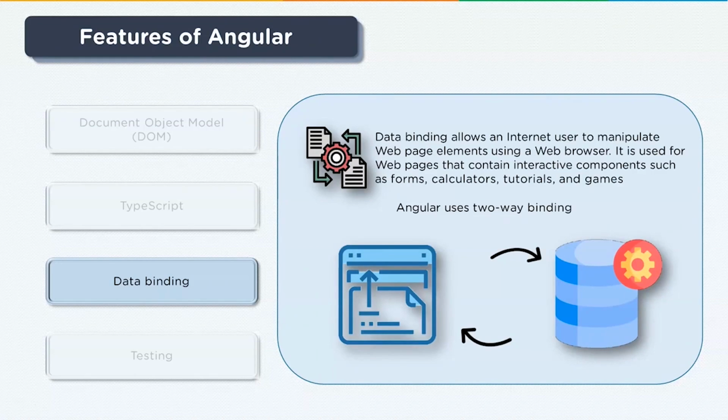So any changes made in the UI element is reflected in the corresponding model state. And conversely, any changes made in the model state are reflected onto the UI state. Now, this allows the framework to connect the DOM to the model data via the controller.